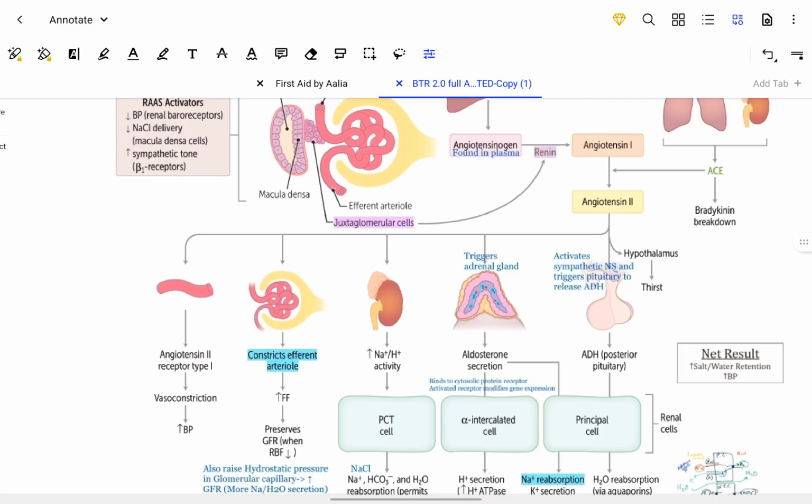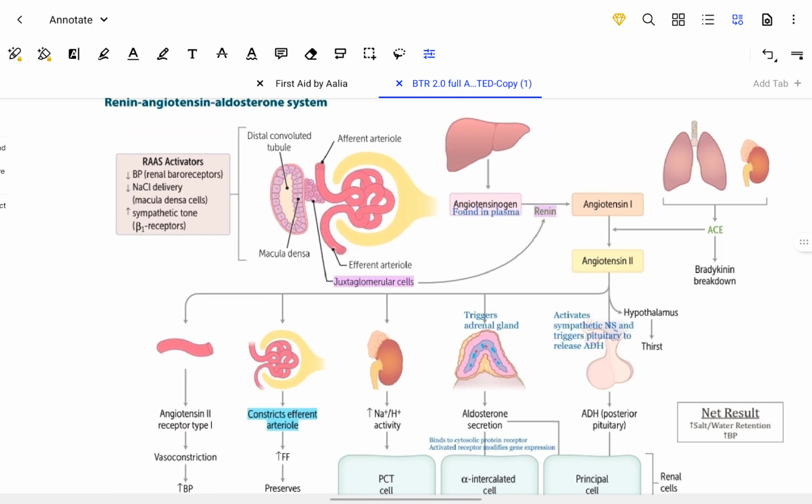So at the time of fight or flight, you do not urinate, you don't want to urinate at that time. So angiotensin 2 activates the sympathetic nervous system and triggers the pituitary to release ADH. Okay, also it wants us to stay hydrated. In the fight or flight response, the hypothalamus is stimulated, we tend to get thirsty. Also it constricts the blood vessels. So what happens is that we need to supply the blood to the organs which are more in need, right? Not to the other organs like skin or tissues or places which are not in need. So all of that.